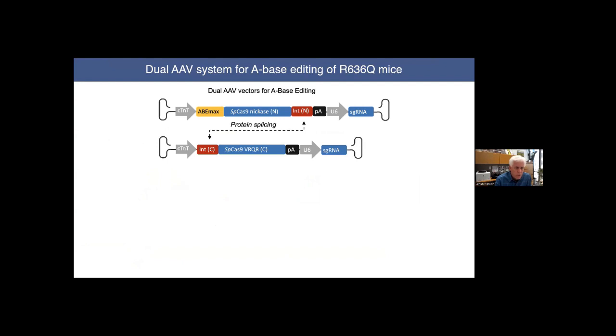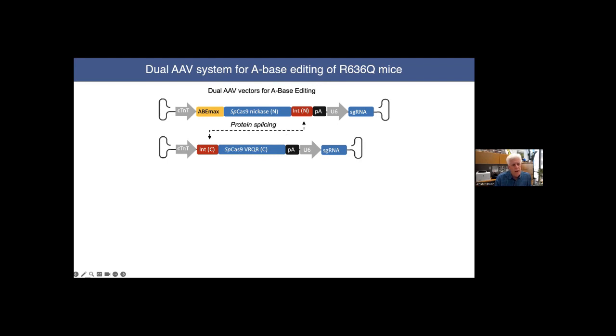The base editor is too large to be incorporated into a single adeno-associated virus, AAV. So we used a split system where we could put the base editor fused to the Cas9 nickase with a protein intron, a so-called N-intein, at one end, and then we put the other half of the base editor in a second vector with the C-intein, and when this is introduced into cells, it mediates protein splicing and reconstitutes the functional base editor. And this was placed under control of the cardiac-specific troponin T promoter to restrict its expression following systemic delivery to the heart.